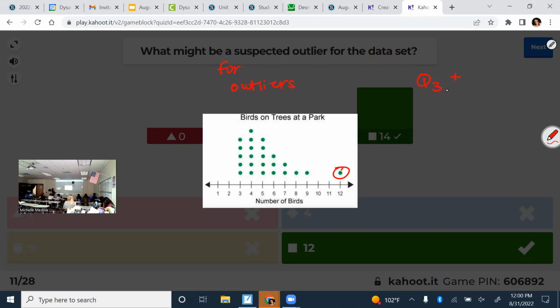Q3 plus 1.5 times the IQR. So yeah, you would still need the Q3 minus Q1 for this part. But that is for outliers much greater than the data. That's how you can know for sure. Of course, you can assume, but if you have extra time on the test, go back and plug it into the formula and look at it.